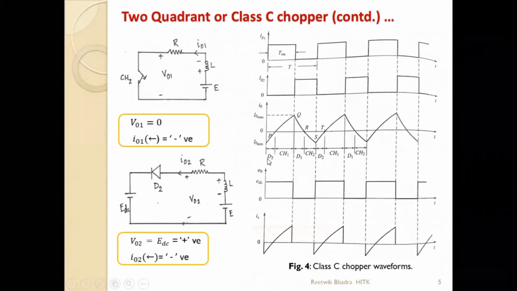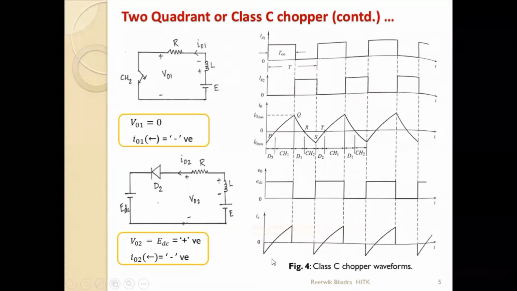Okay, what have they done? D2. So during this D2, what happens? My voltage V02 is equal to EDC, positive. So during this D2, what is my voltage? E0 is EDC. So I plotted EDC over here. What is I02 during this region? Negative. So it is negative, discharging. That means it is coming from this point to this point. If you realize this figure, it has charged up to this, then discharges at this point.